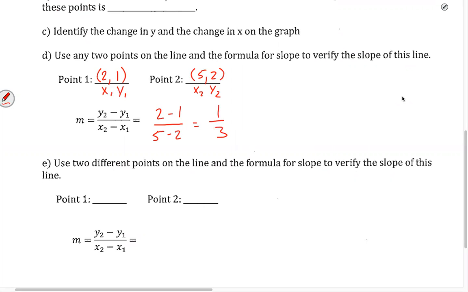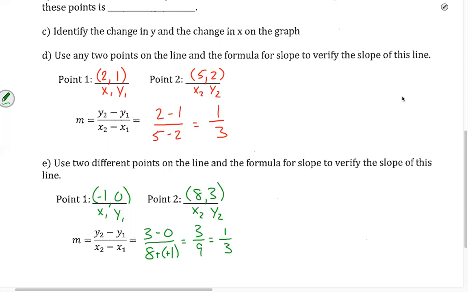Hey, look at that. Now let's use the 2 points that I found. Those 2 points were (-1, 0), I believe. Okay. And the other one was (8, 3). Now it doesn't matter the order I put it in. I just wrote it this way because that was the way I memorized. So x1, y1, x2, y2. So I'm going to go ahead and plug this in. So I have (3 minus 0) over (8 minus -1). 3 minus 0 is 3. 2 negatives make a positive. 8 plus 1 is 9. Hey, look at that. 1/3.